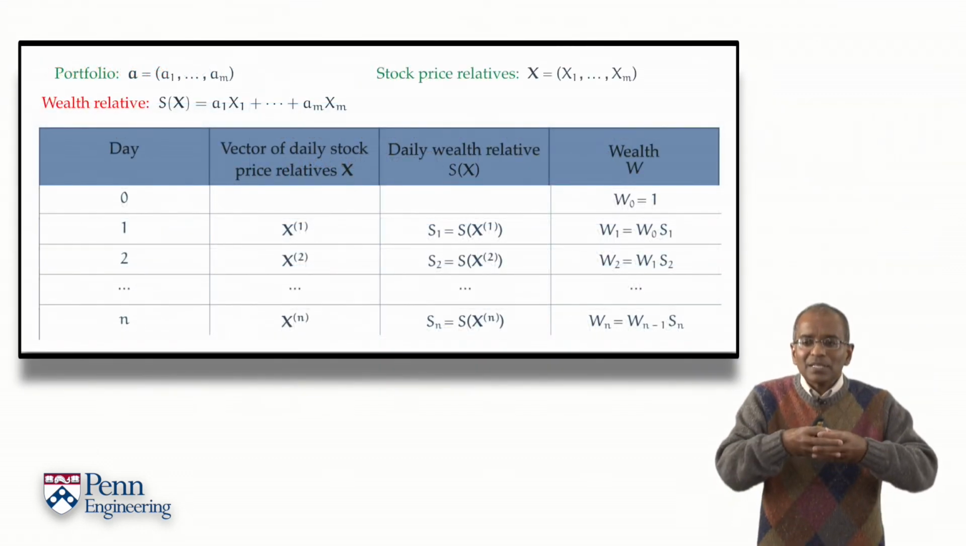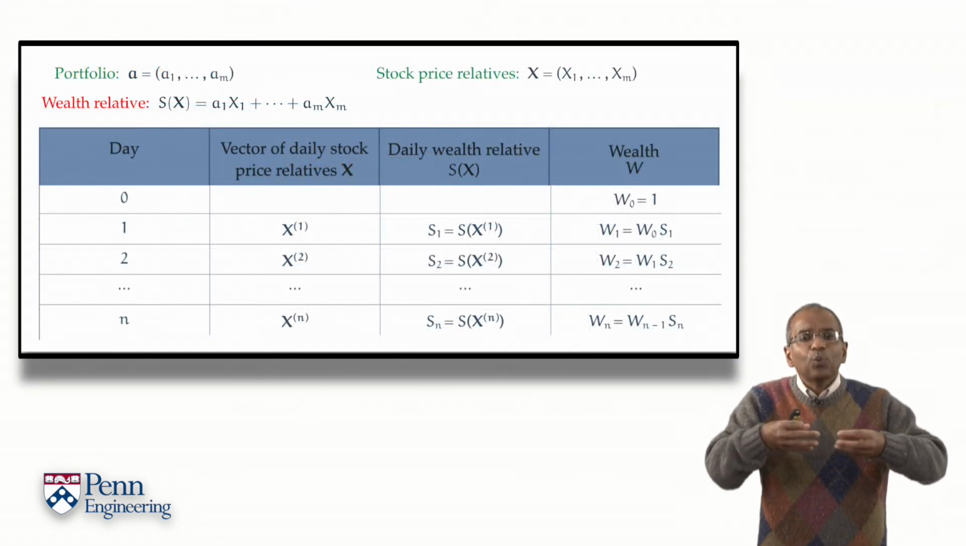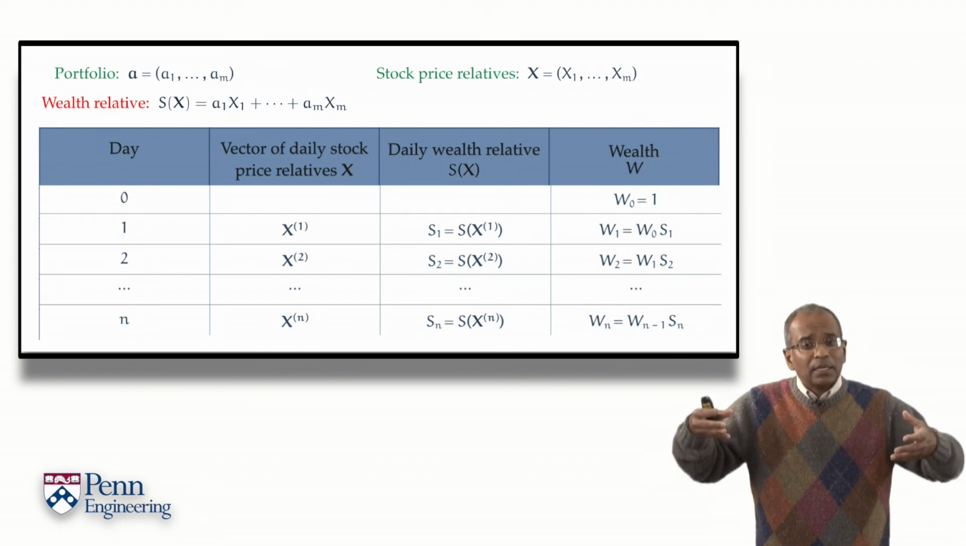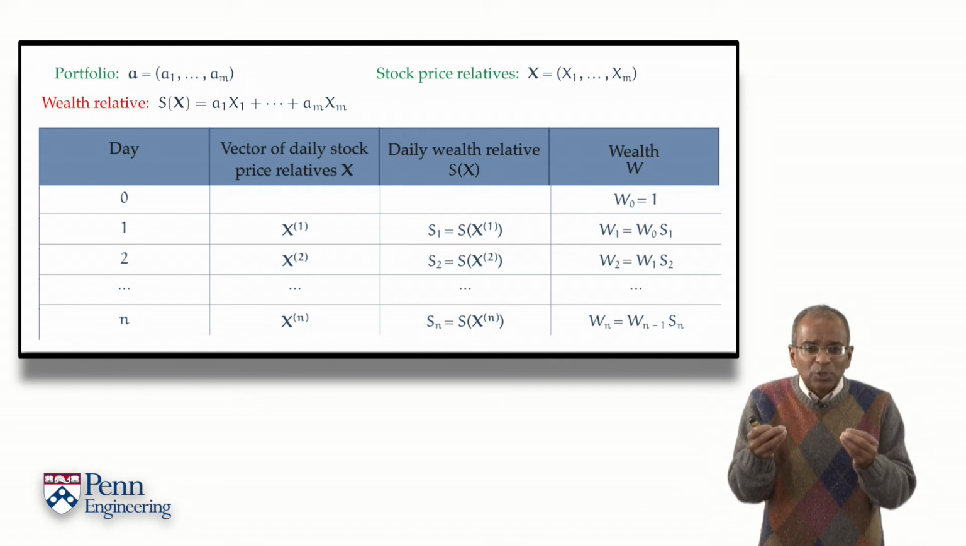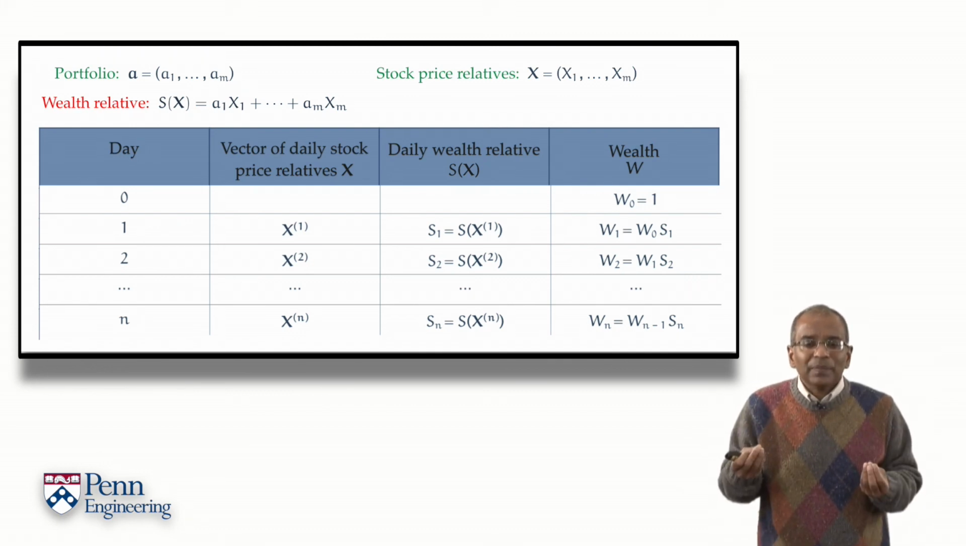Now, this gives us a very clean and simple way of expressing how wealth is growing. But of course, we would like to come to some deterministic conclusions about what is happening. This is what we will turn to next.